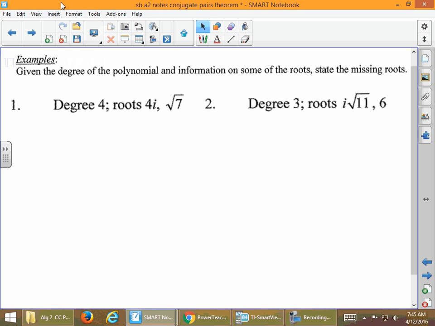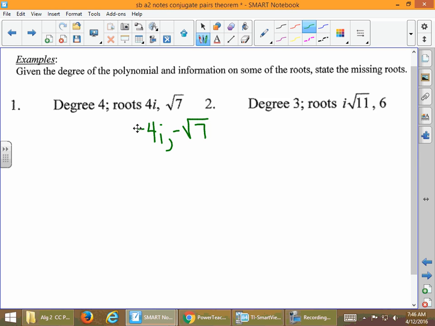So what we're going to do here, given the conjugate roots, or the conjugate pairs theorem, is we're going to come up with the roots. And based on what we just said here, all that happens is, if we have 4i as a root, then we're going to have negative 4i as a root. If we have the square root of something, in this case the square root of 7, then we're going to have its opposite, which is negative the square root of 7.